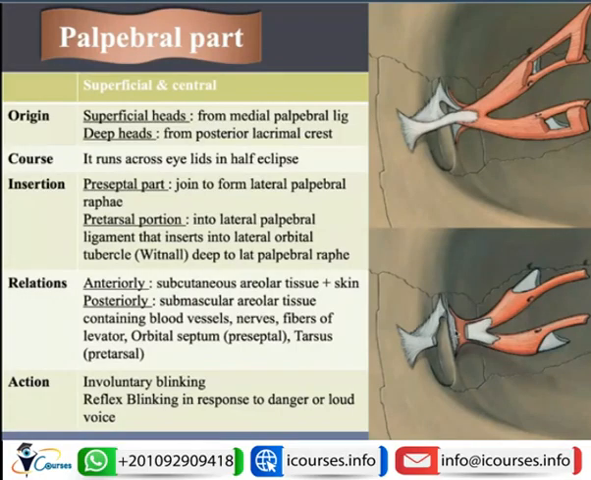So what happens after they originate from the superficial head and deep head? They both fuse together and form a part called the preseptal part in front of the orbital septum, and another part called the pretarsal part in front of the tarsus. So both of them fuse together to form two parts, the preseptal and the pretarsal.